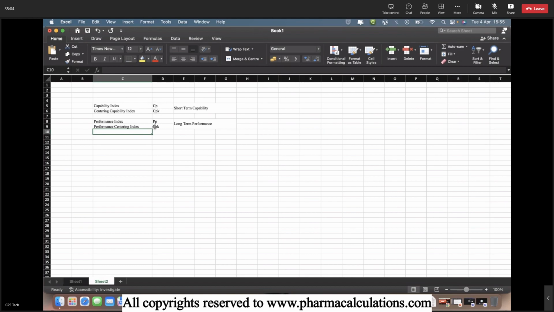Though these are different versions, CP and PP have a common similarity, and simultaneously CPK and PPK have a close connection. Whenever we want to analyze the capability index or performance index, it is defined as how well the data points fit within the specification limits.